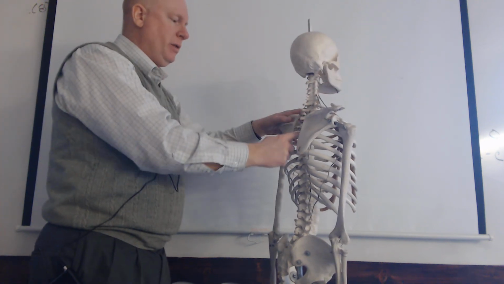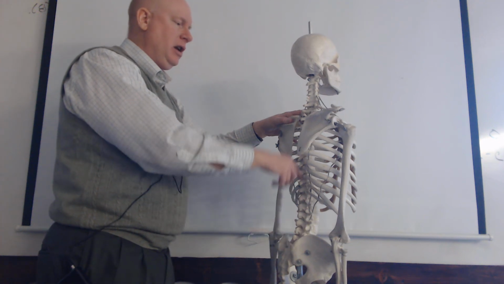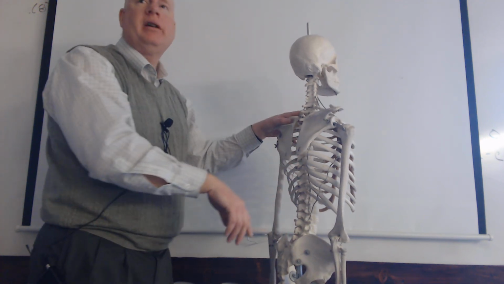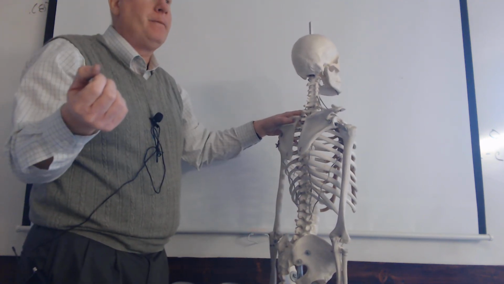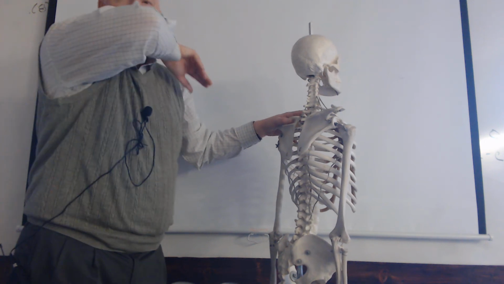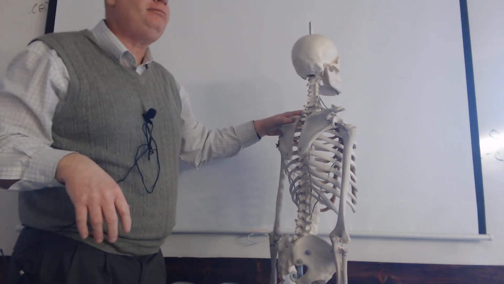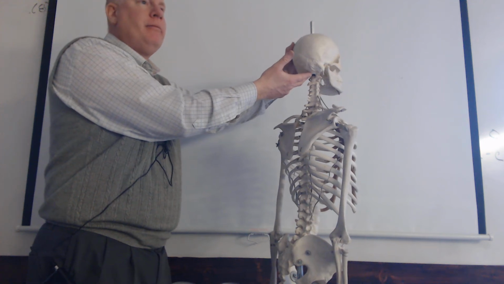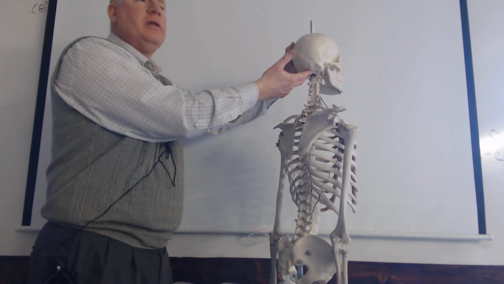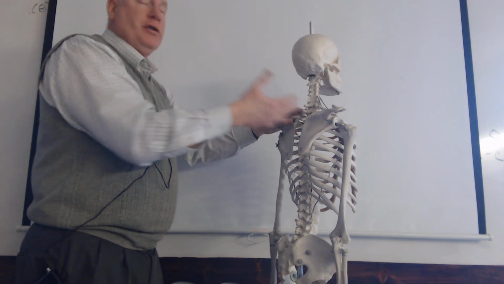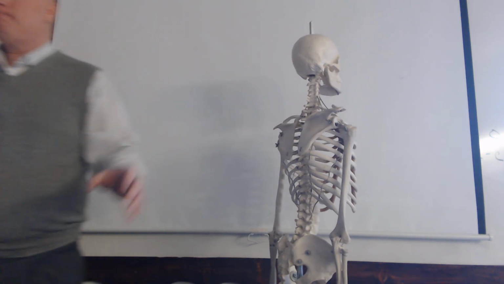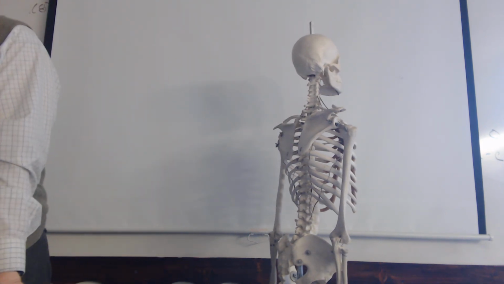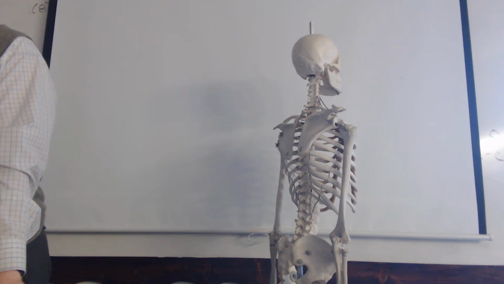Why is there a whole bunch of holes in each and every one of these vertebrae? Must be something going through there, just like what's going through this foramen magnum. Yeah, the spinal cord. Okay. There's also, I think, is there a transverse foramen?